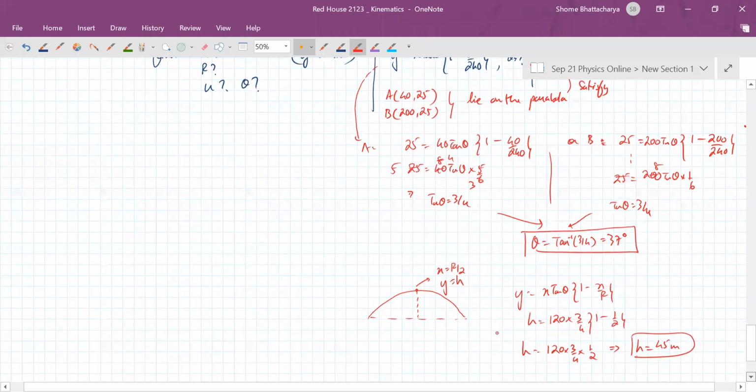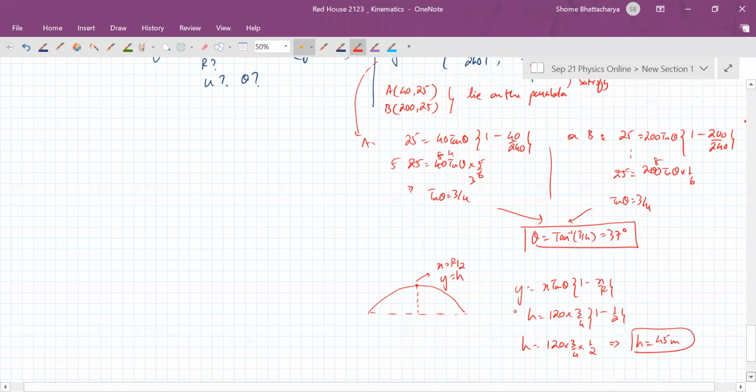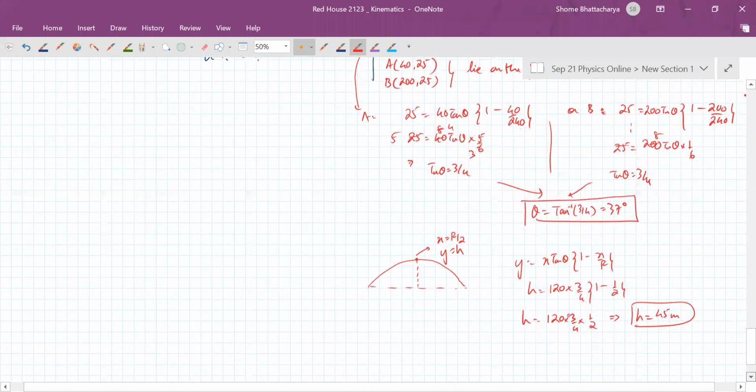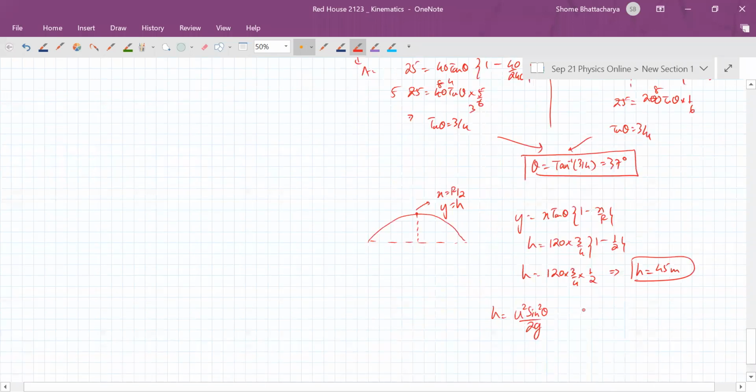And now just one of the standard formula you use, like for example, h is equal to u square sine square theta by 2g to find u. So 45 is equal to u square into sine 37, which is 3 by 5 square. So from that you will get u as 50 meters per second. So once again, for something like this, you can see equation of trajectory is a very logical and simple method to use.